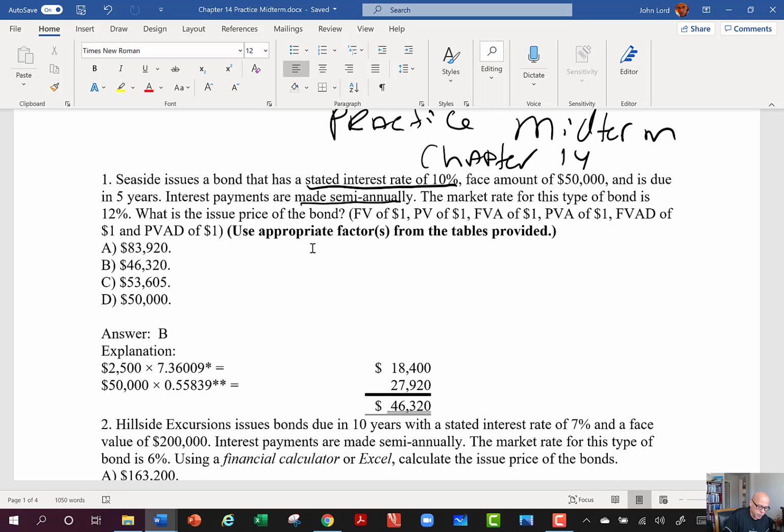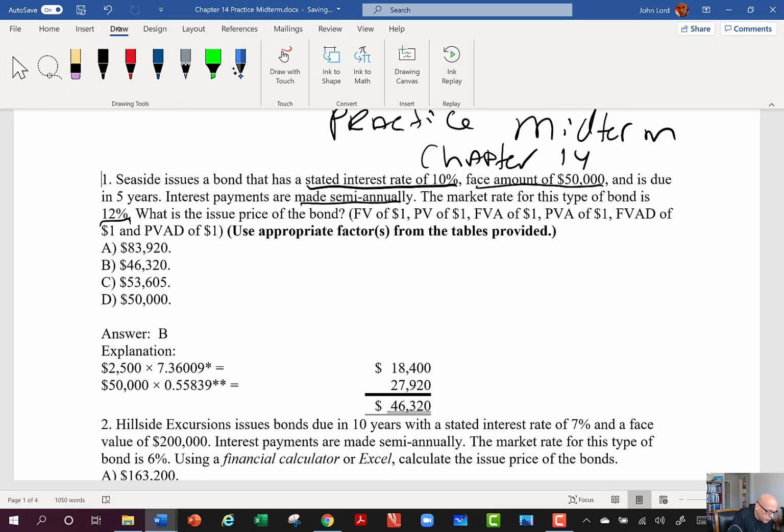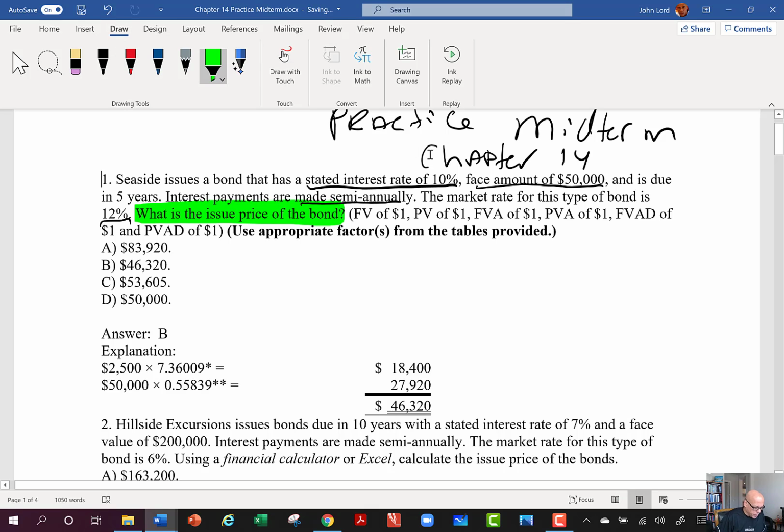Okay, it's important in these questions to pick up some of the key pieces of information: the stated rate, the face amount of the bond, semi-annual payments. The market rate of interest is 12%, and then what they call the call of the question is: what is the price of the bond? What should it issue for? You can see a couple of the key pieces of information down there in the solution, but let's make sure we're clear on where some of those things came from.